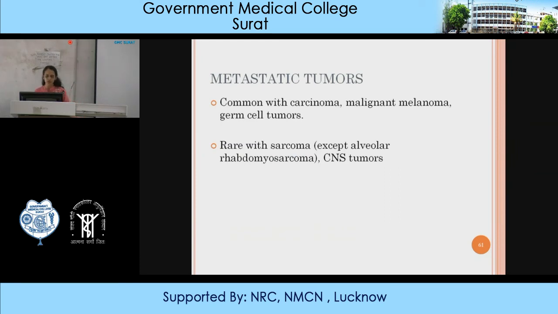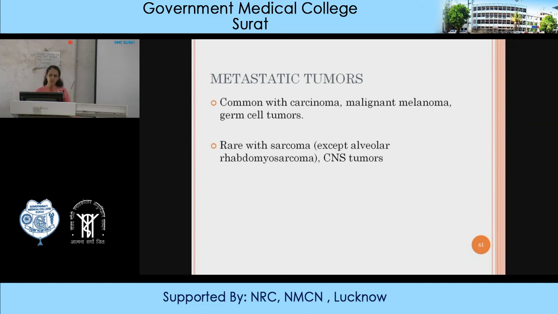Now metastatic tumors. When we talk of neoplasms of lymph node, metastatic tumors are commoner than primary lymphoma. Common with carcinoma, because you might know that carcinomas spread through lymphatics. Sarcomas and mesenchymal tumors spread through blood vessels.